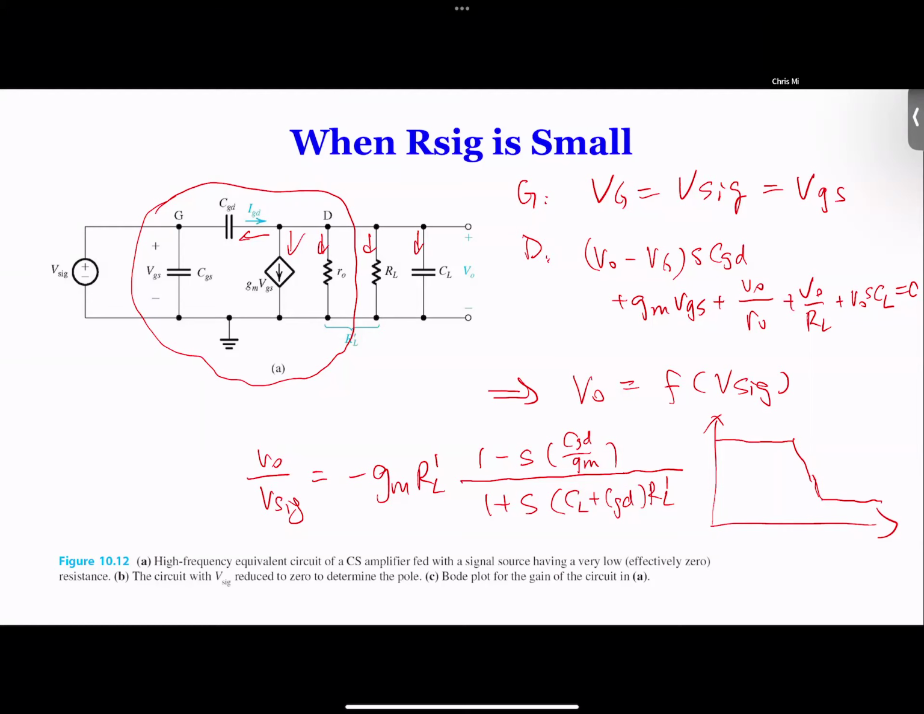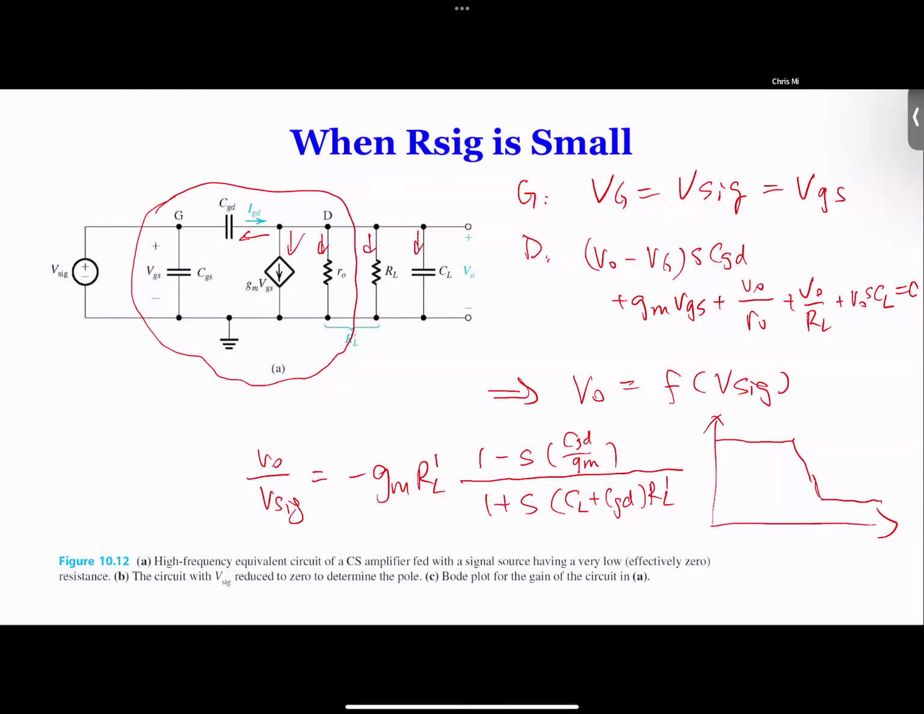Numerator what? The numerator is called a 0. A 0 means when S equals this value, that's a 0. 0 means when this term is equal to 1, this thing becomes 0. So that's why it's called a 0. It makes the numerator 0 at some point. The pole is the bottom. It's the bottom, so it's a pole.